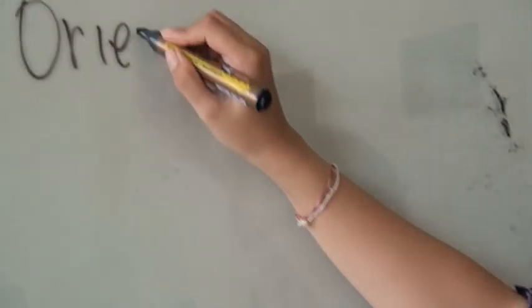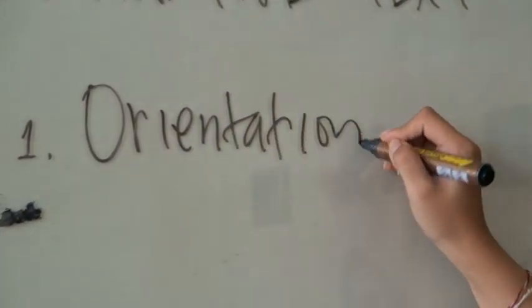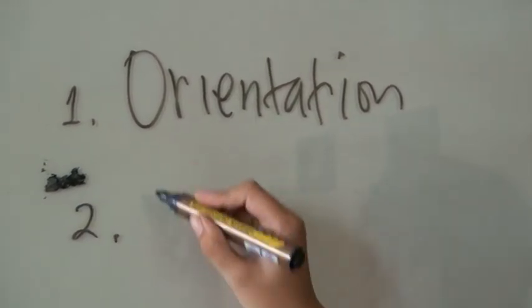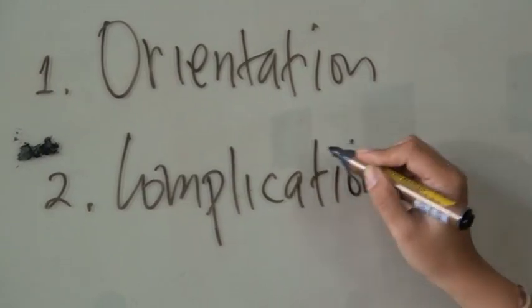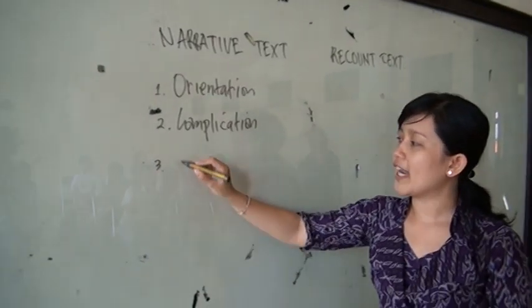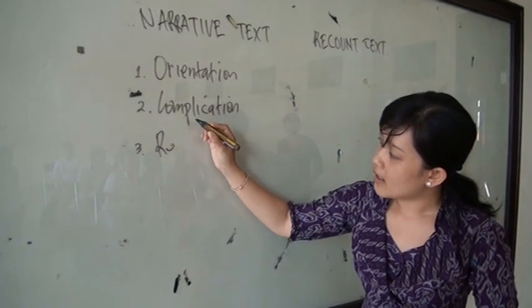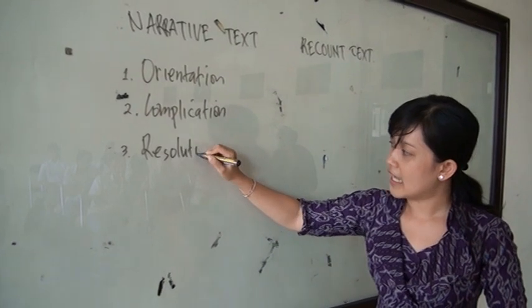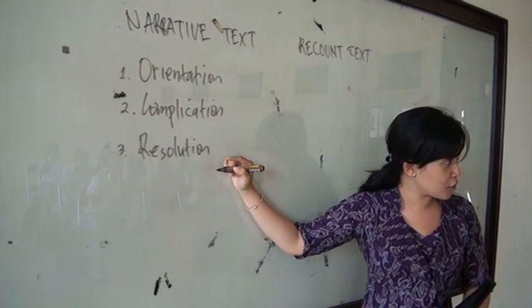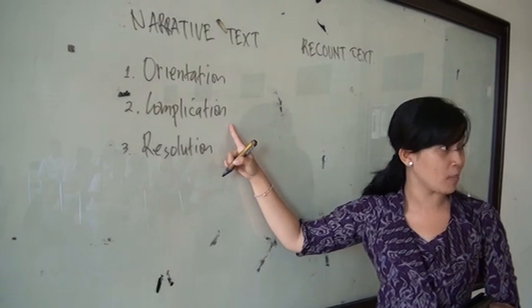If it is narrative text, the generic structure consists of four. The first one is orientation. The second one is complication, which is the problems of the story. And the third one is resolution. That's good. Resolution is how to solve the problem in the complication.